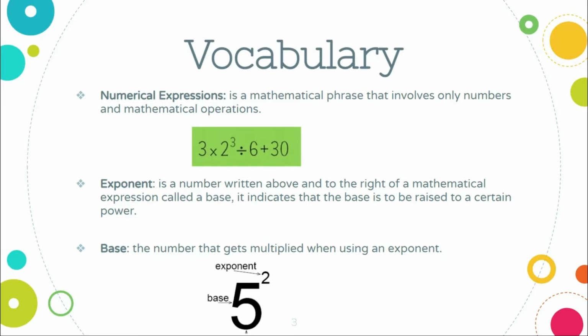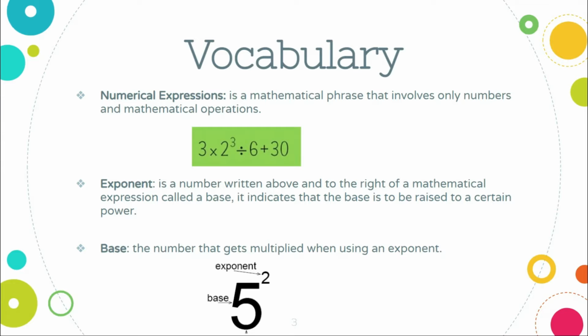First, we have that numerical expressions are mathematical phrases that involve only numbers and mathematical operations. You can observe an example there. This has numbers and three mathematical operations. So this is a numerical expression: 3 times 2 cubed divided by 6 plus 30.